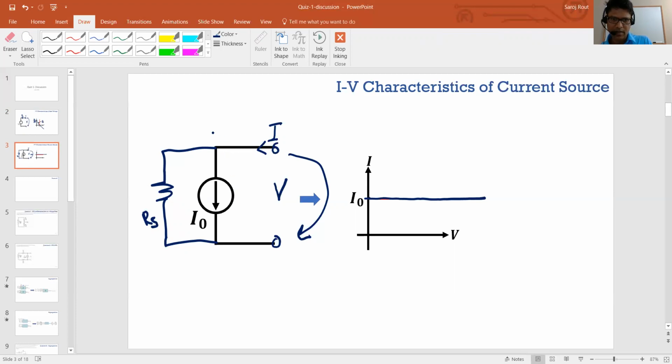So you will get I naught plus this current here, which is V over RS, right? As you keep increasing your V, your current also will increase. So your slope will look like that, and this slope is the impedance of your current source, which is RS. So that's the ideal current source.